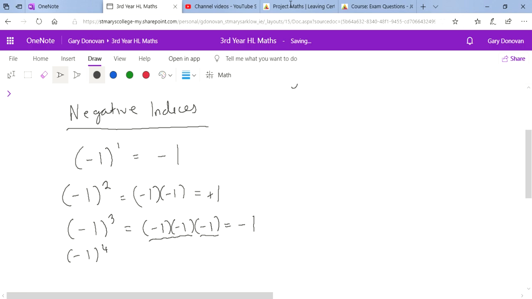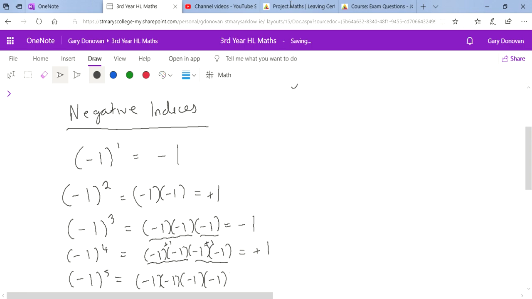Minus 1 to the power of 4 will be minus 1 times minus 1 times minus 1 times minus 1. So what would this give us? Well, we have minus 1 times minus 1, which would be plus 1. Minus 1 times minus 1 would be plus 1. Plus 1 times plus 1 gives us plus 1. Minus 1 to the power of 5. Minus 1 times minus 1 is plus 1. Minus 1 times minus 1 is plus 1. Plus 1 times plus 1 gives us plus 1. Multiplied by minus 1 is minus 1.